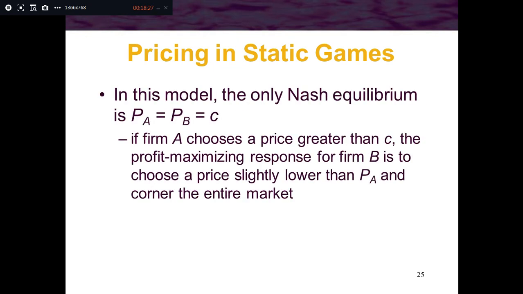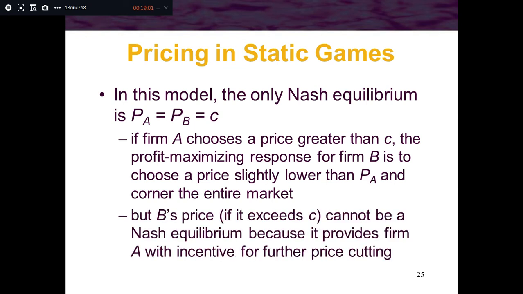Then there will be in the Nash equilibrium if firm A chooses a price greater than C the profit maximizing response for firm B is to choose a price slightly lower than PA and corner the entire market ያው B ትርፍ ለማግኘት ከኮስት በላይ ፕራይስ ሴት ሲያደርግ A በትርፍ ለማግኘት ከኮስት በላይ ፕራይስ ሴት ሲያደርግ ደግሞ የቢ ሪስፖንስ የሚሆነው ከኤ ዋጋ በተወሰነ ዋጋ ትንሽ መቀነስ ነው በዚህ ጊዜ የተሻለ ገበያውን ያገኛል but B's price if it exceeds C cannot be Nash equilibrium because it provides firm A with incentive for further price cutting.